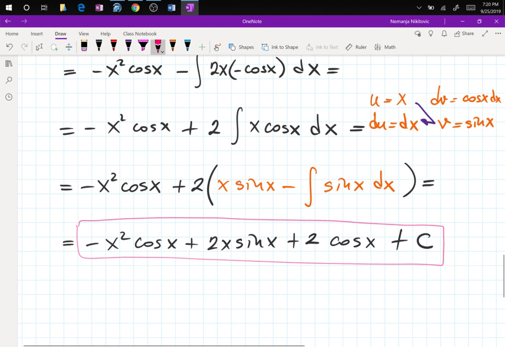You take the derivative of the red box and you are expecting to find x squared sine x as the answer of that derivative. Yeah, let's do it. Why not? So let's check.